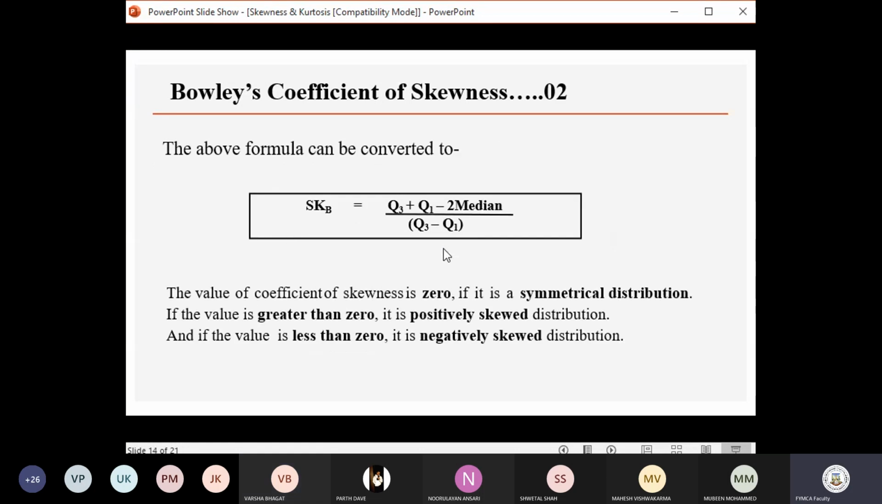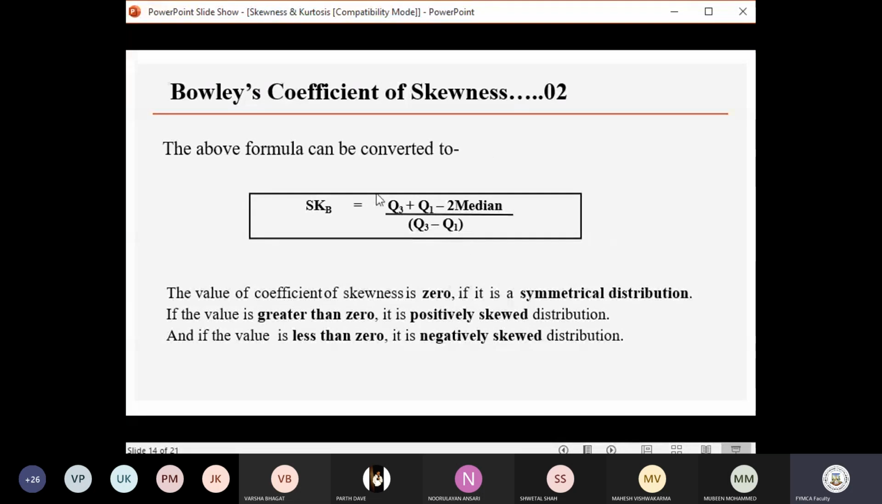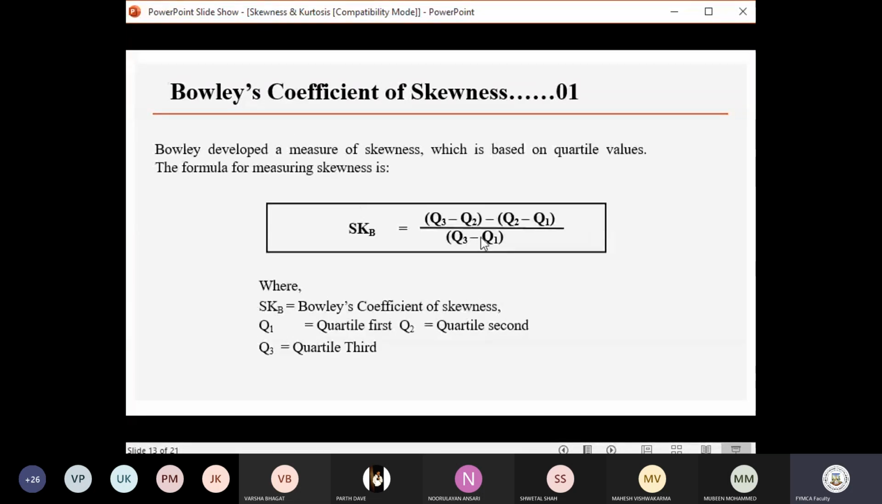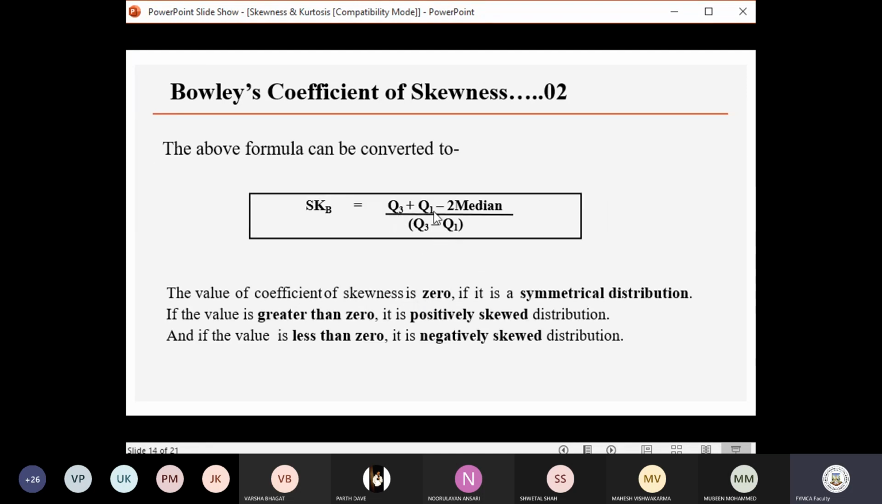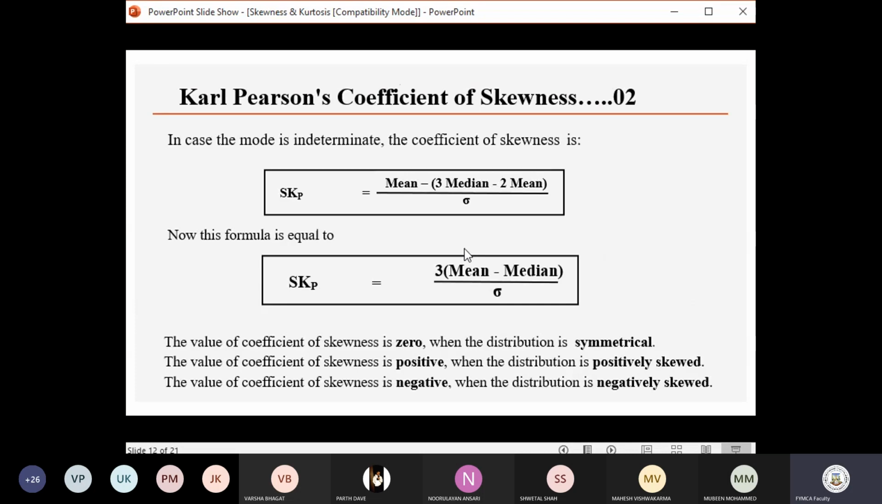Yes, sir. Now this same formula is simplified in a second case. You can convert this formula, that is Q3 minus Q2, and simplify this Q2. Q2 is nothing but the median. So you can simplify this as Q3 plus Q1 minus 2 times the median divided by Q3 minus Q1. If you open the bracket, it will become plus. You can write it in this particular case.